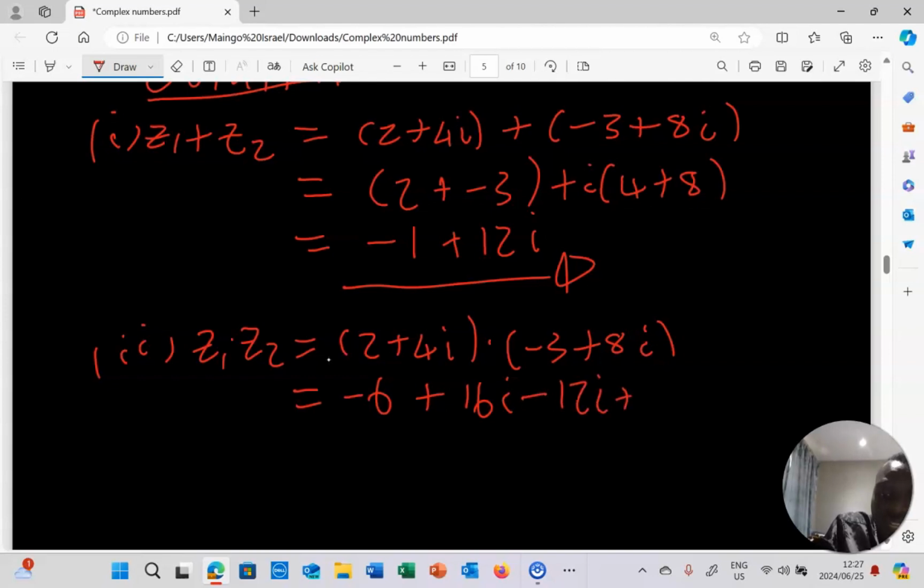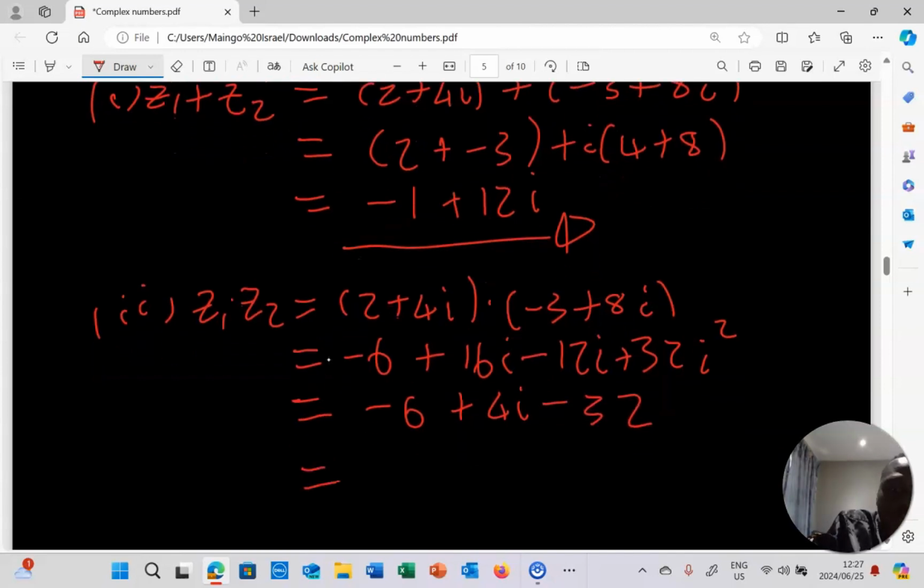That one is plus 8, 16, 24, 32 I squared. So 32 I squared. So this will be equal to minus 6. This one and this one, 16 minus 12 is plus 4I. Then I squared is negative 1, which will be minus 32.